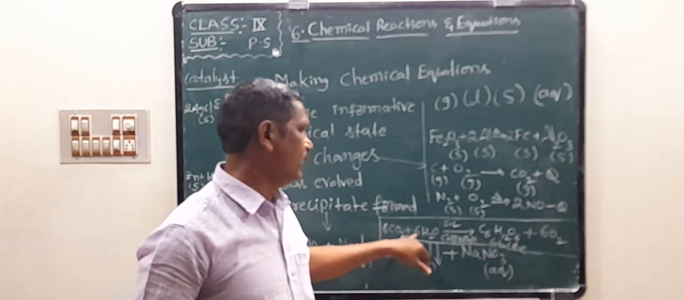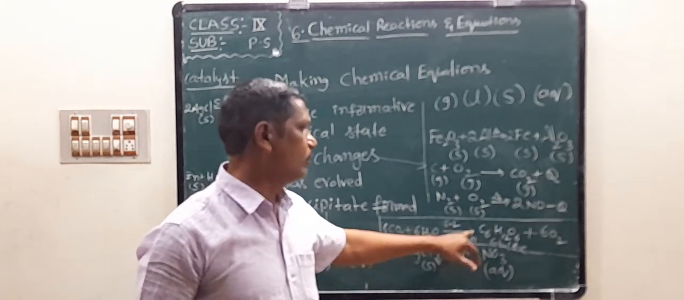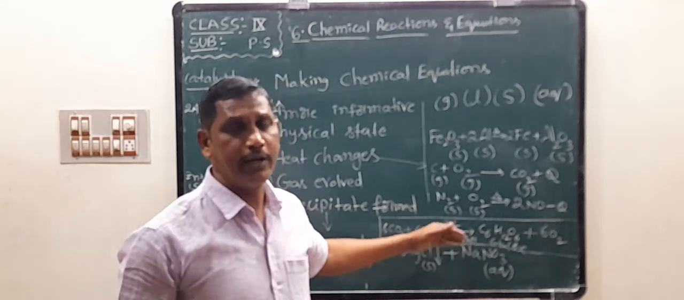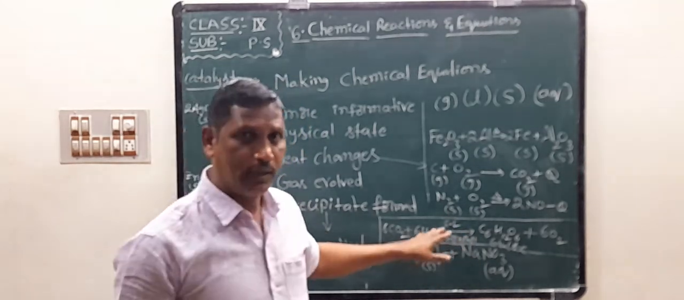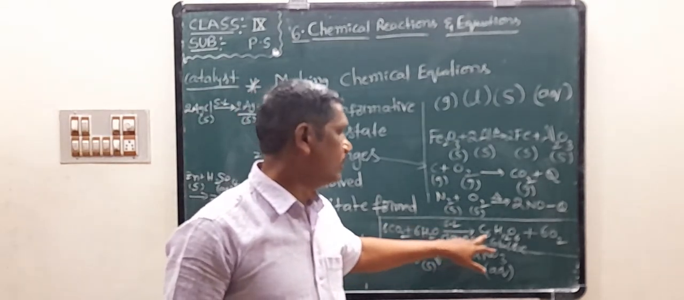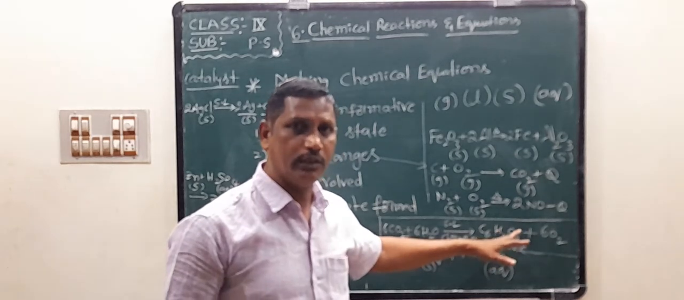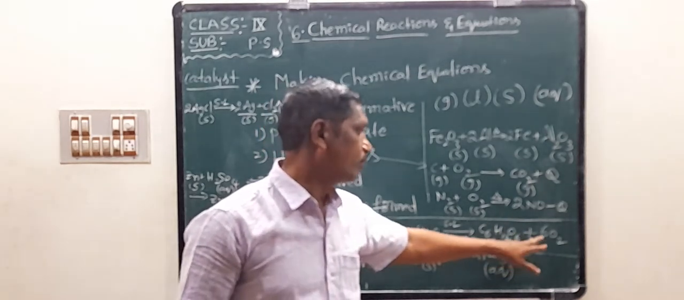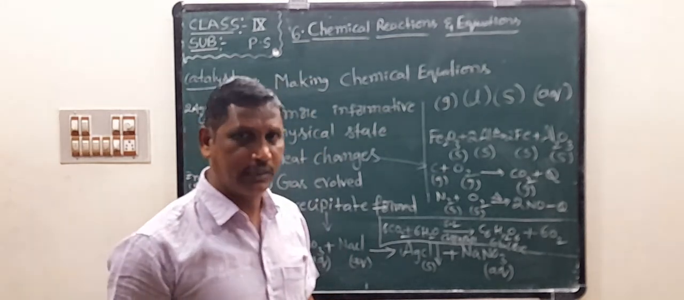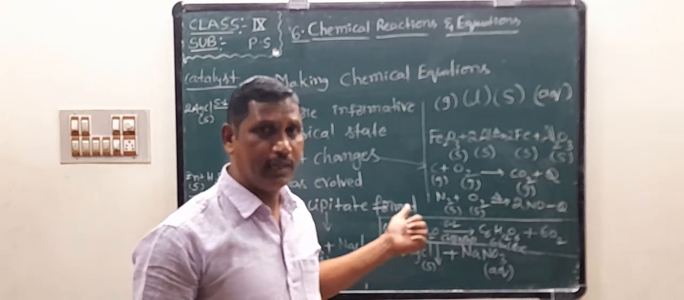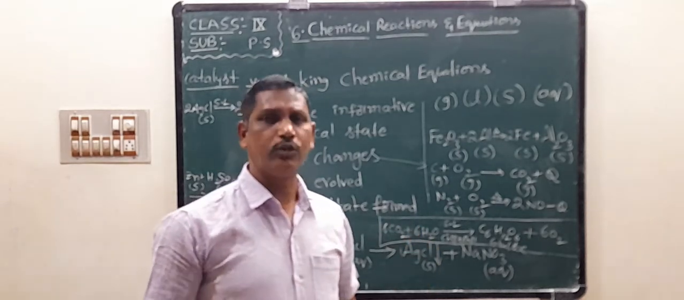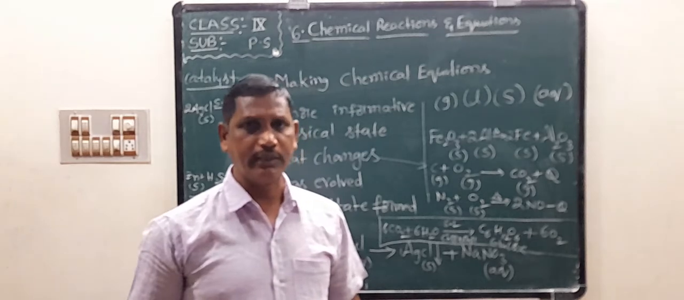6CO2 plus 6H2O gives rise to, with sunlight and chlorophyll above and below the arrow mark, C6H12O6 plus 6O2, 6 molecules of oxygen. Here sunlight also provides temperature. Okay students, we will meet in the next class. Okay, thank you.